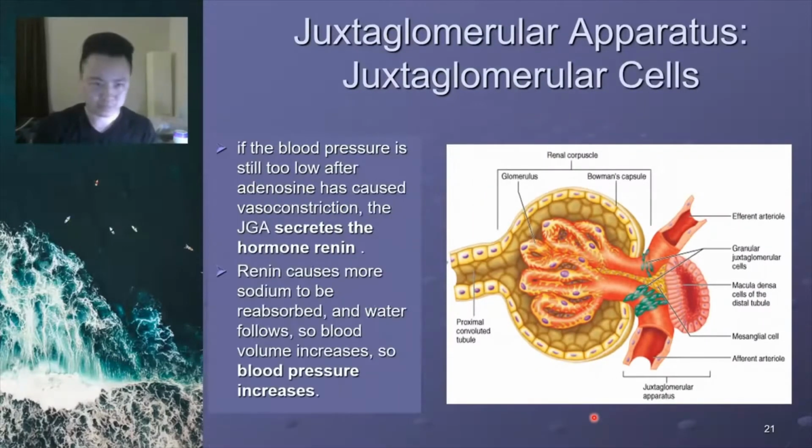Okay. Now if the blood pressure is still too low after adenosine has caused vasoconstriction, then it secretes out a hormone called renin, and it causes more sodium to get reabsorbed so that the water follows it, and then the blood volume increases, and therefore the blood pressure increases. So salt will get retained in your bloodstream, and so therefore keeping the osmotic pressure high in there and causing the water to retain.